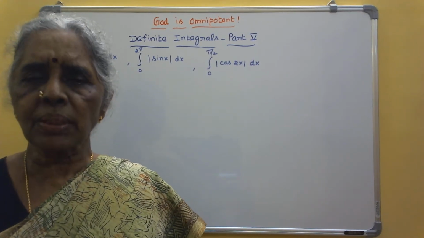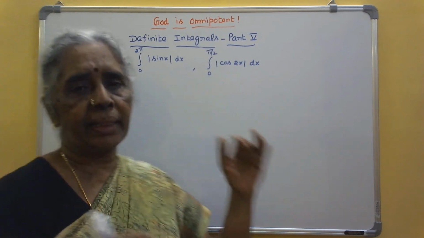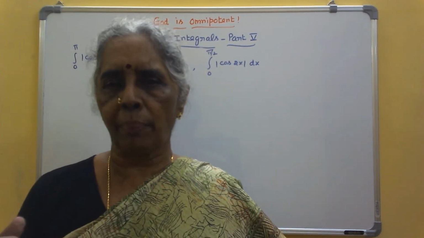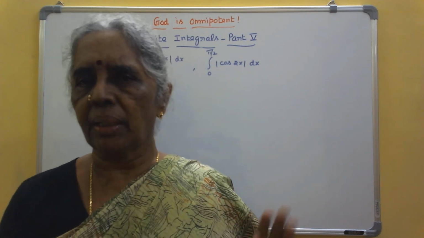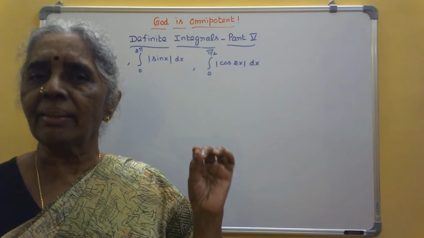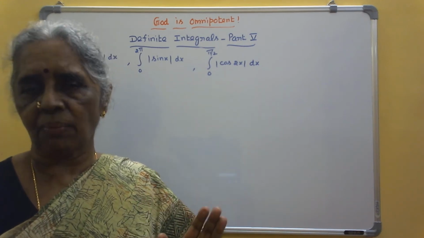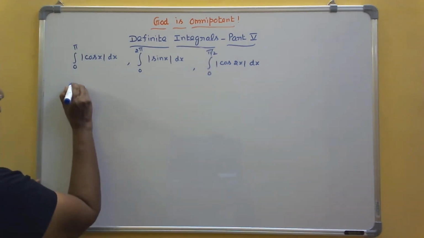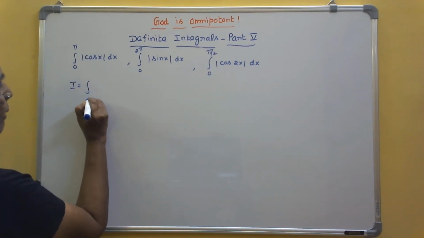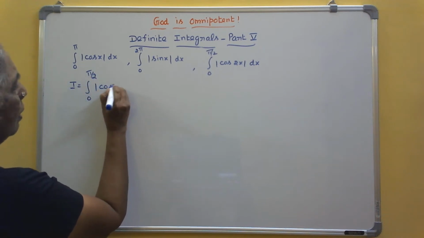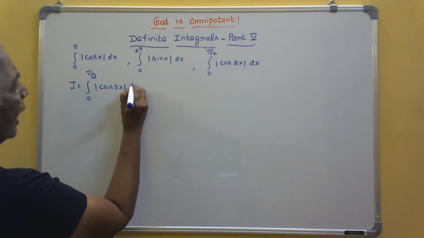You can use the same criteria like equating what is inside as 0. But here the quadrant also you should remember because it is a trigonometric function. Okay. So now I will do one sum and you can try the other two sums yourself so that you will be thorough with this model. Right. I will take this sum. I is equal to integral 0 to pi by 2 mod cos 2x dx.